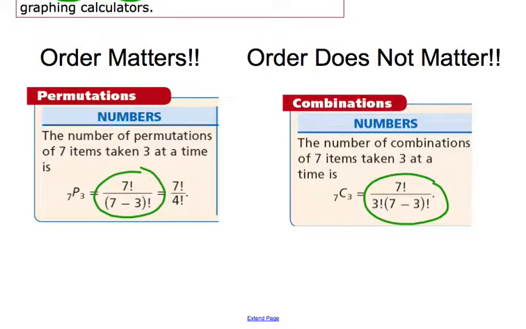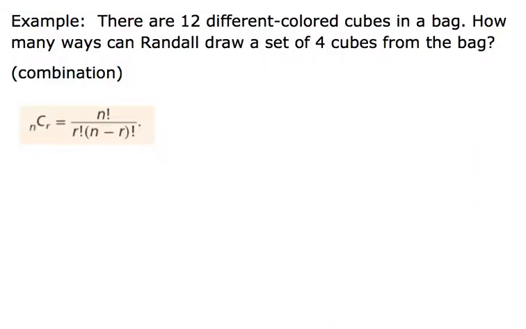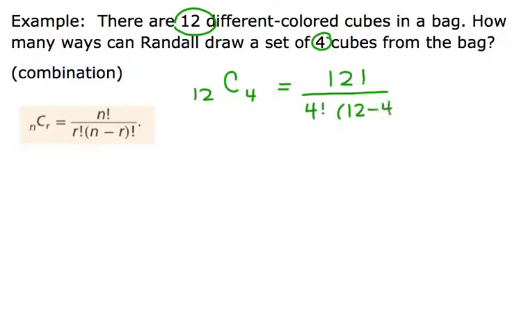Let's go ahead and try one of these problems. We have 12 different colored cubes in a bag. How many different ways can Randall draw a set of 4 cubes? It doesn't matter the order in which you grab the cubes. So we're going to use the combination formula. The total is 12, combination, and we're choosing 4 cubes at one time. So we plug it into the formula: 12 factorial over 4 factorial, which is how many you choose, and then 12 minus 4 factorial.